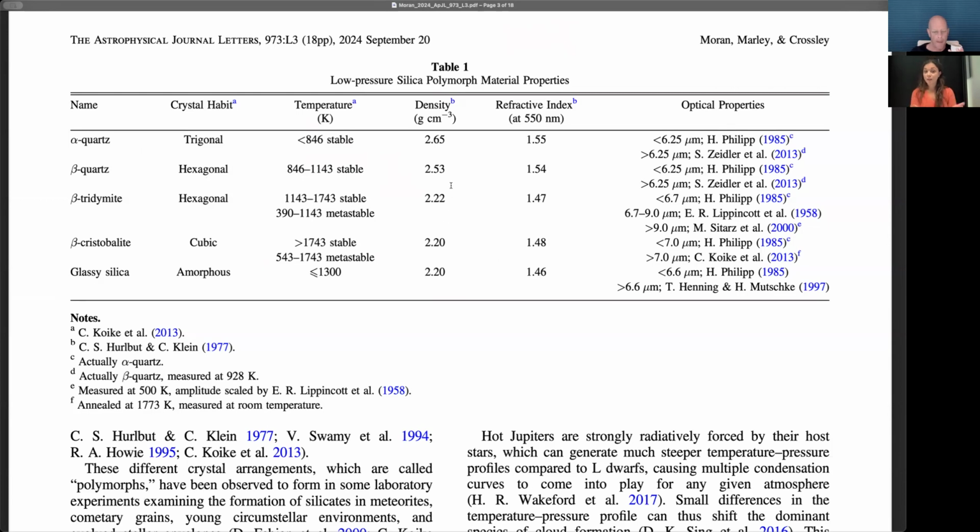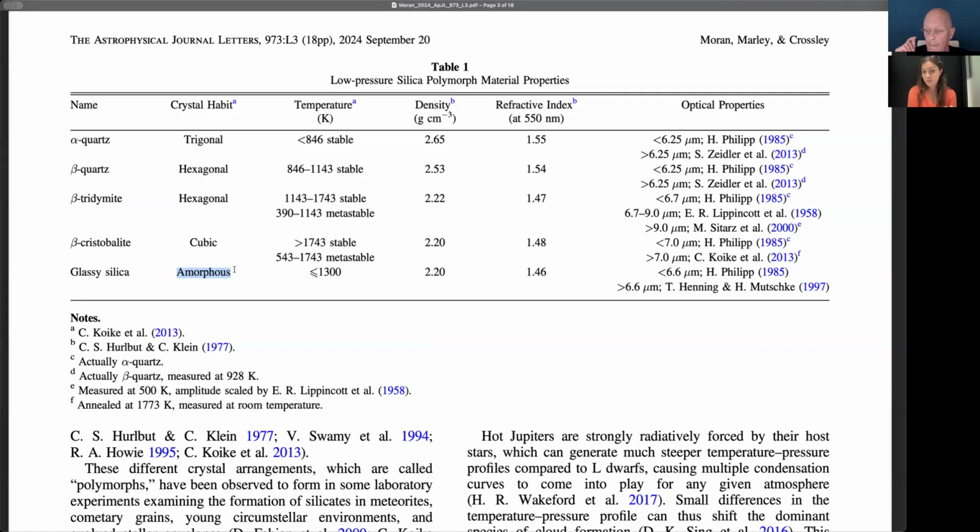So if it's hotter, we actually move into something called tridymite. If we go even hotter than that, we move into cristobalite, and then down there, just at the bottom, I've highlighted those glassy or amorphous silica, which is actually cooler, but because it's not a crystal, it's tacked on at the end.